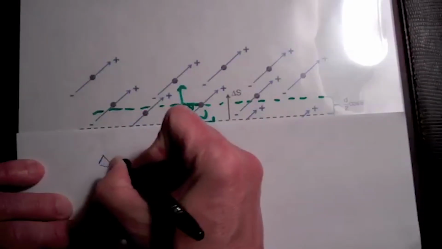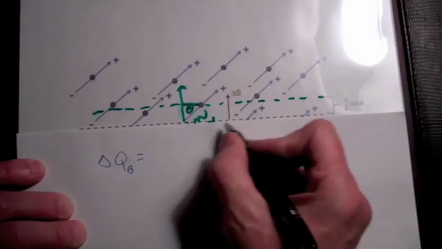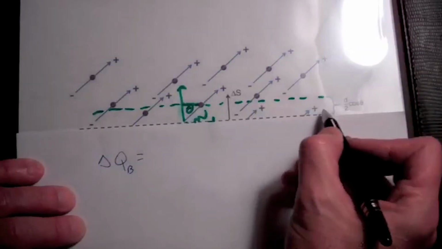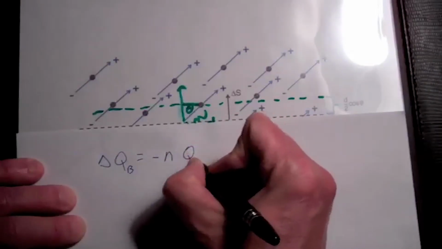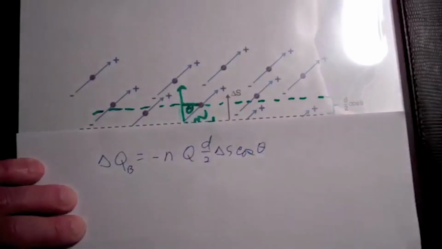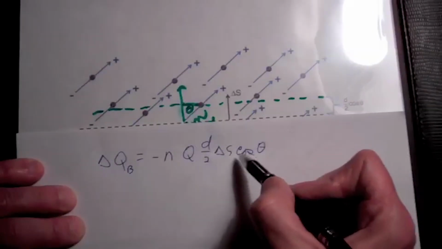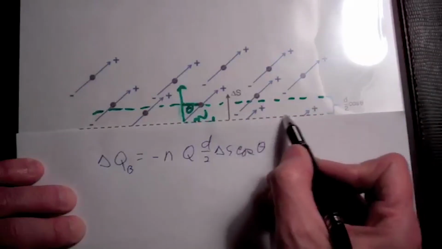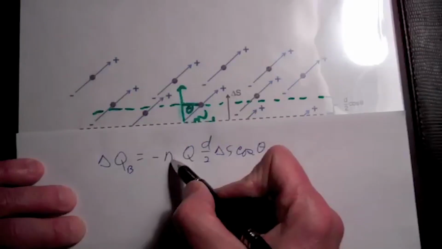So the change in charge in our enclosed volume through this one differential surface element delta S due to the atoms above will be minus nq d over 2 delta S cosine of theta. So the volume, which is d over 2 cosine of theta times delta S, times a minus q moving down through our surface element, times n, which is the number of the atoms per cubic meter.